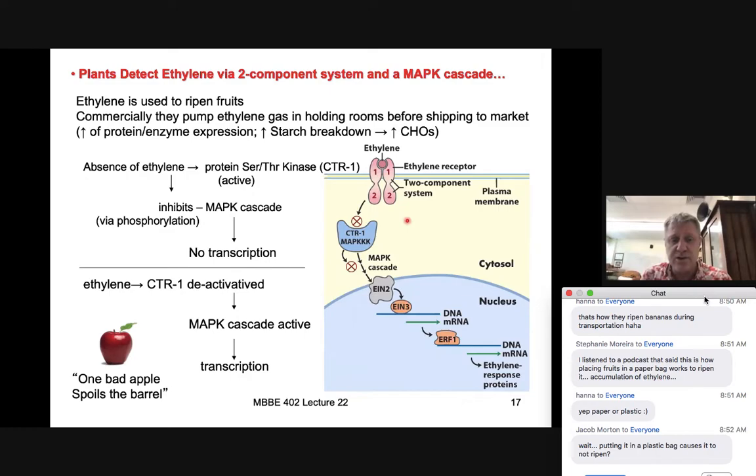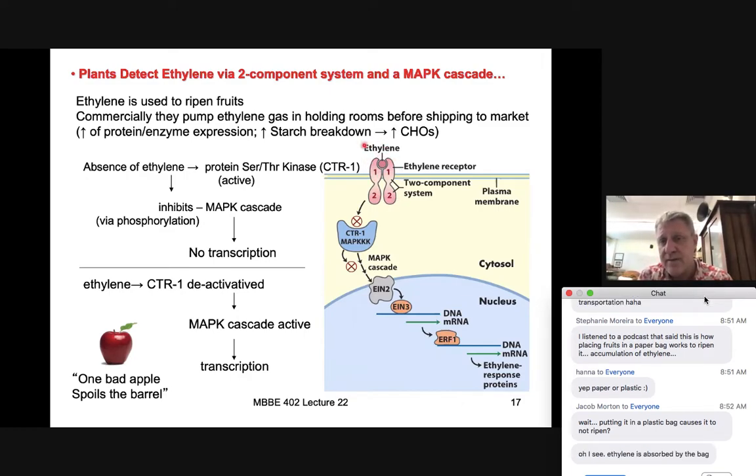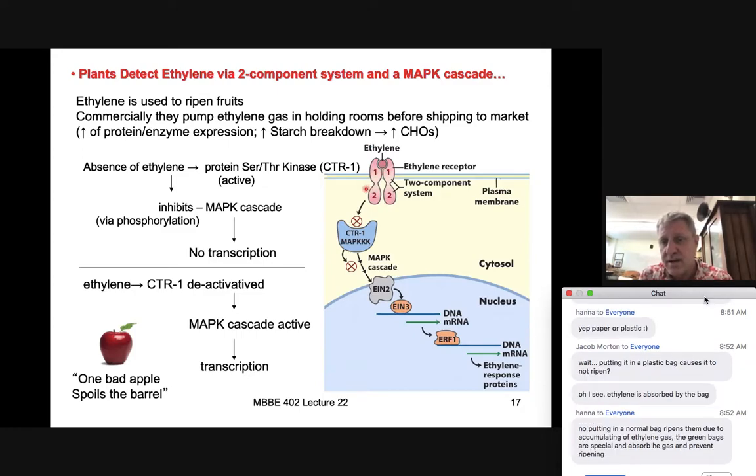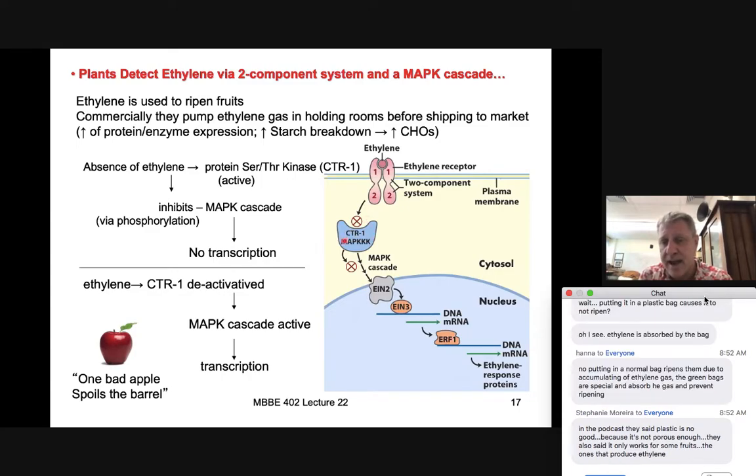So here's our illustration in regards to our ethylene receptor. We have ethylene gas binding to the ethylene receptor, which is then going to inhibit the CTR MAP cascade approach, which will then inhibit the process of ethylene proteins, which are usually going to be enzymes that are going to promote starch breakdown and increase carbohydrates.